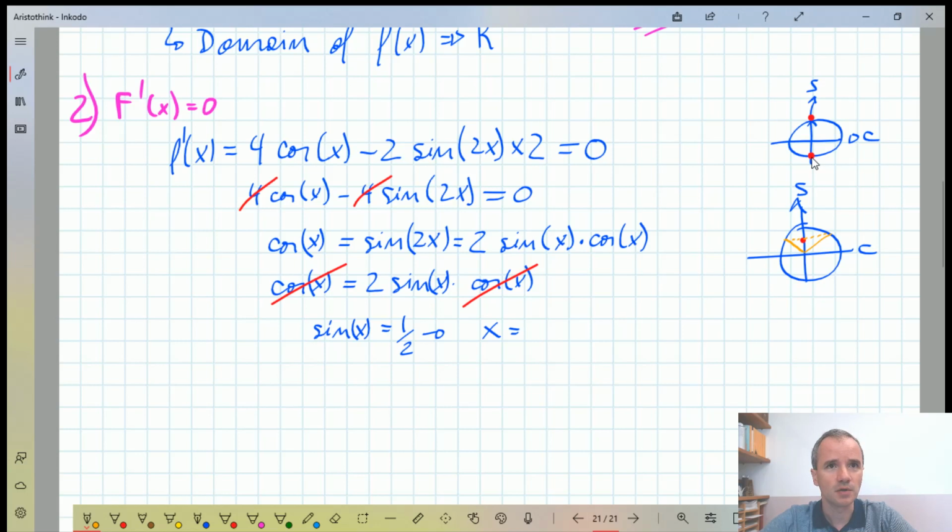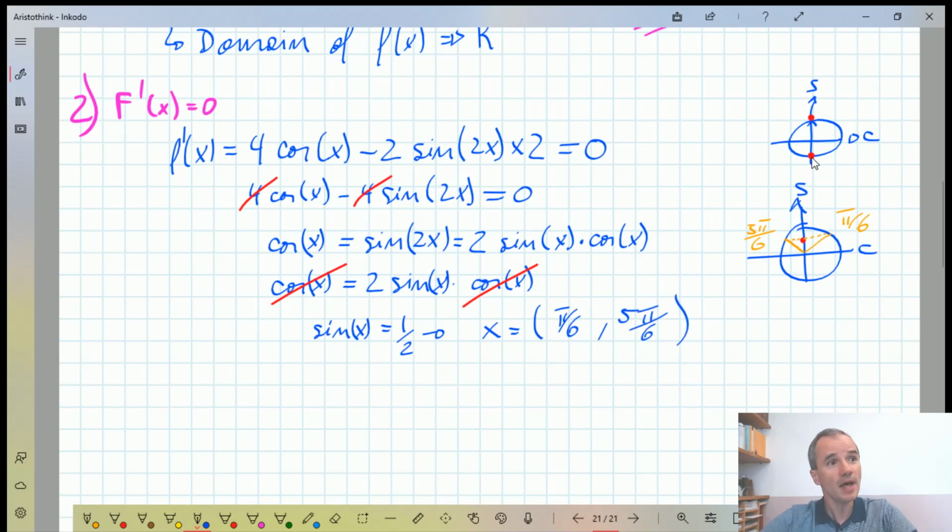So in here is going to be what? It is going to be pi over 6 and 5 pi over 6. So we have to put the two values. So x is going to be what? Just pi over 6 and 5 pi over 6.